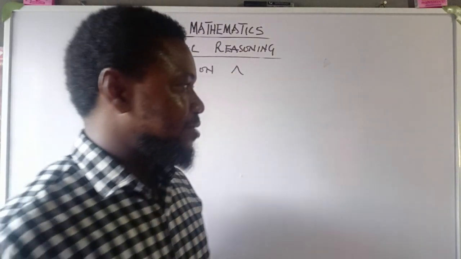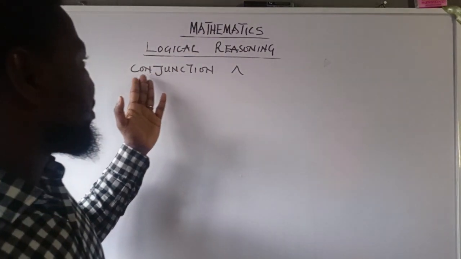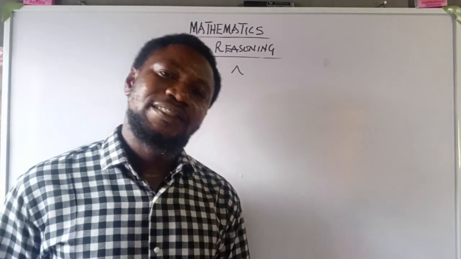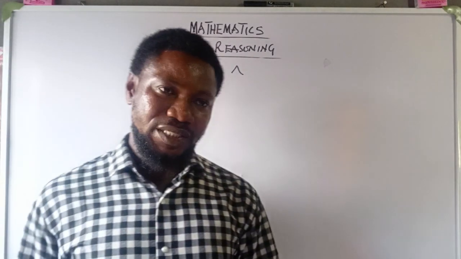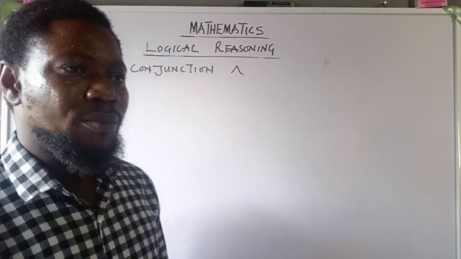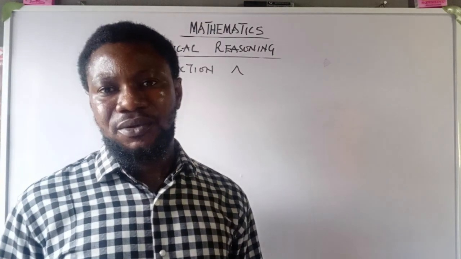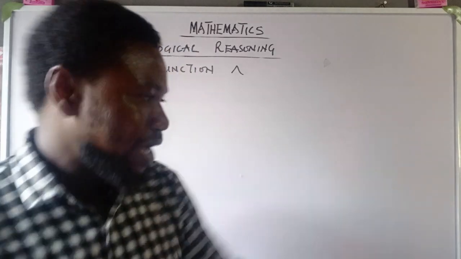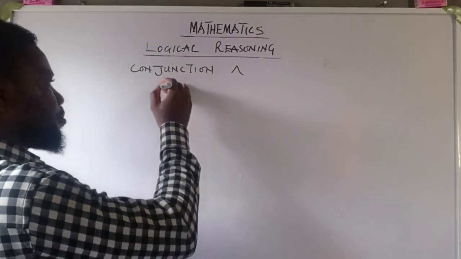In today's class, we'll be talking about conjunction as a connective. Imagine as a student leaving the house this morning and you said to your mom, Mom, when I return from school, I would like to eat rice and beans.